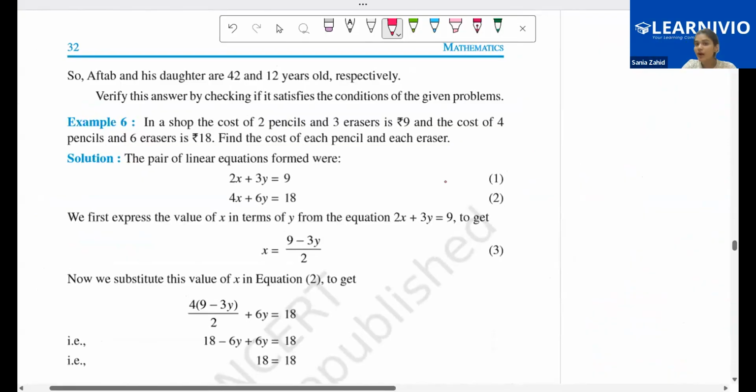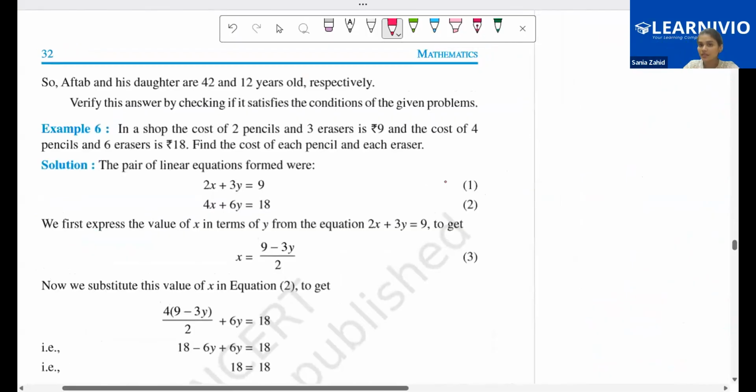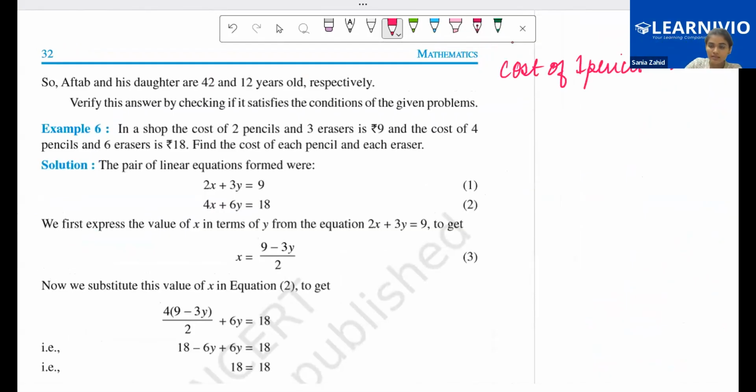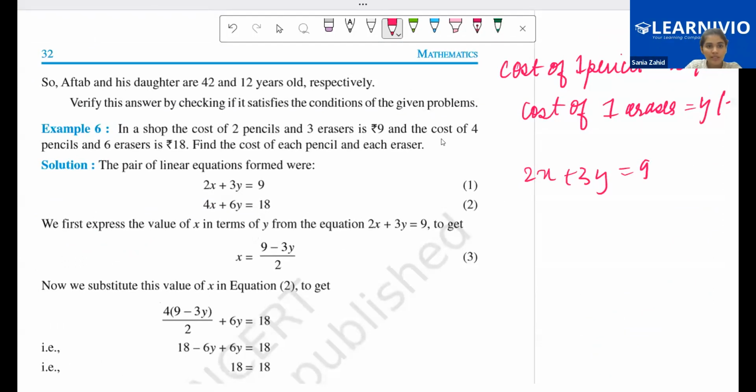This question says, here you have to first form the equation. Here is shown the cost of 2 pencils and 3 erasers is rupees 9. So can I consider cost of 1 pencil is x rupees and cost of 1 eraser is y rupees. So what do I have? 2x plus 3y gives me 9, and cost of 4 pencils and 6 erasers, that means 4x plus 6y gives me 18, right? This is your equation.